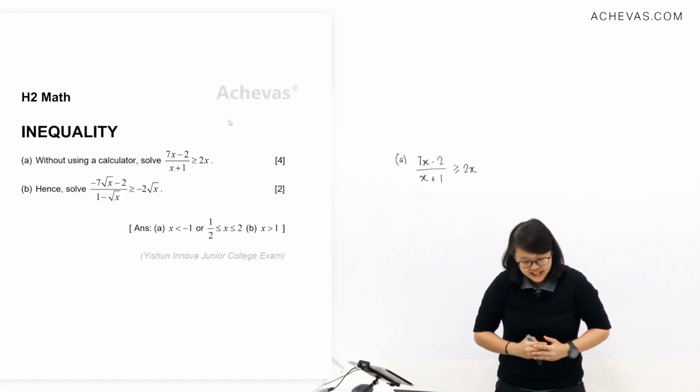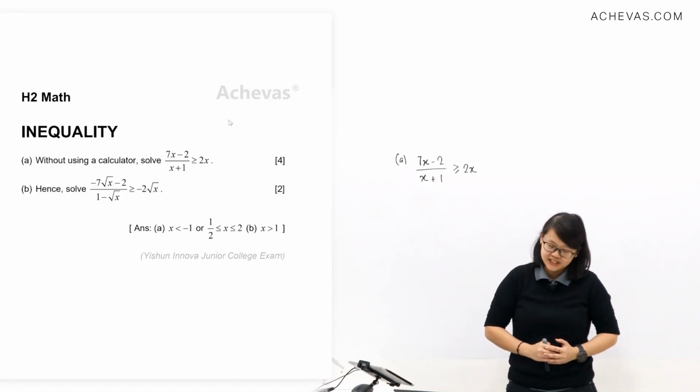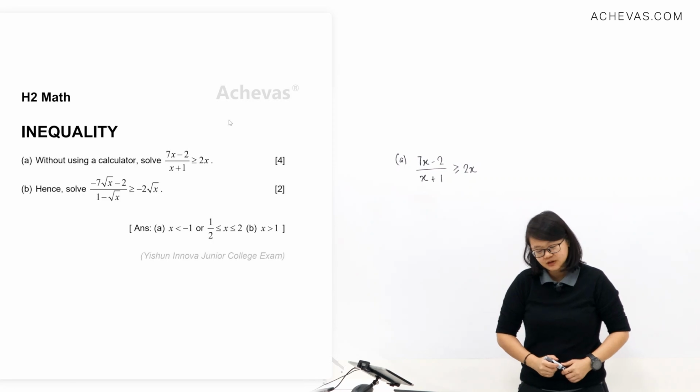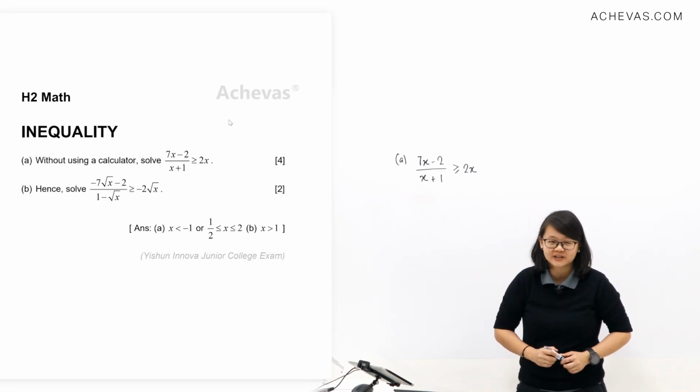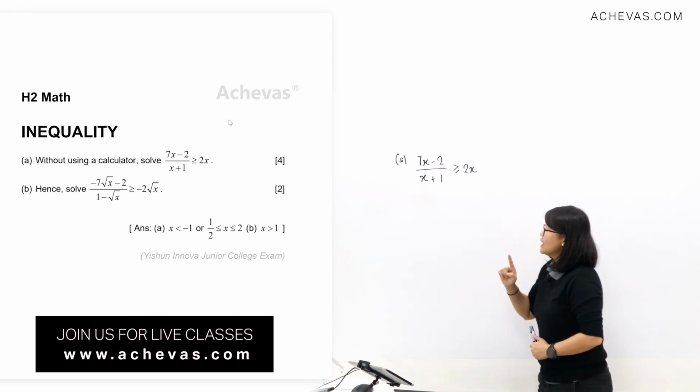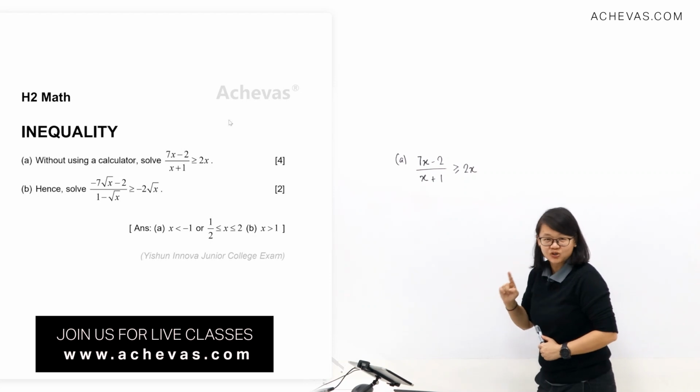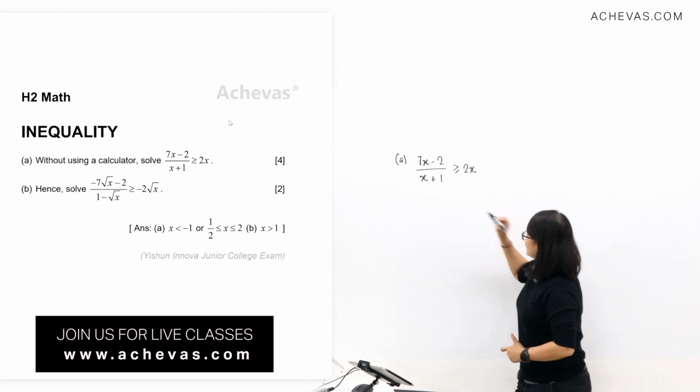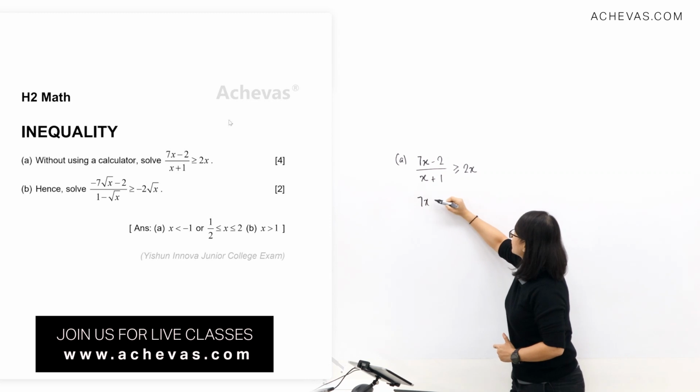Let's take a look at an inequality question from YIJC. Part A, without using a calculator, solve (7x minus 2) divided by (x plus 1) more than or equals to 2x. Now our task here, step number 1, we are going to make sure that we get 0 on the right hand side. So first task here, I'm going to move 2x to the left.